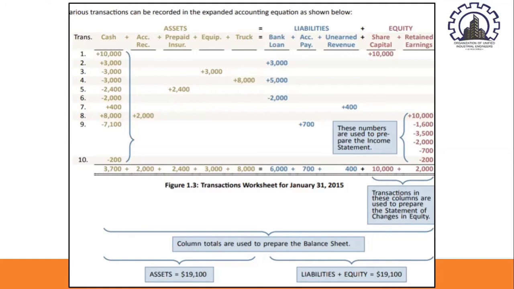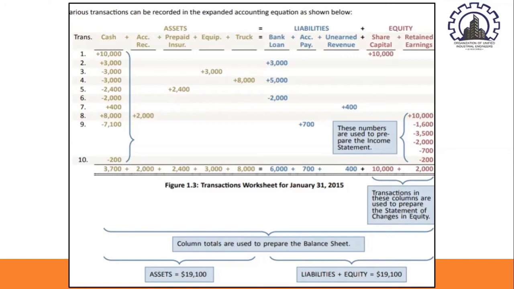Now, as you can notice, once you have organized all of these figures, you need to get the sum of each account. As you can see at the bottom part, you have the sum of each account. Under cash, you have 3,700. Under accounts receivable, you have a total of 2,000. Under prepaid insurance, you have 2,400. Under equipment, you have 3,000. And under truck, you have 8,000.